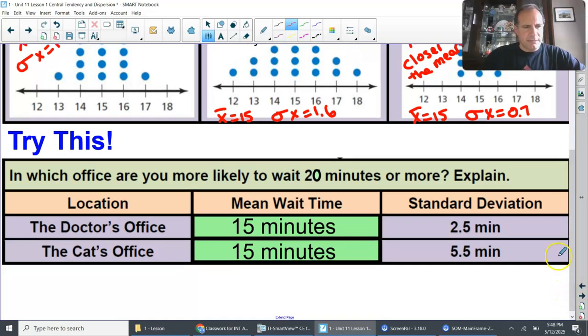Okay, so in which office are you more likely to wait 20 minutes or more? So the doctor's office is here. The mean wait time is 15 minutes, but the standard deviation is 2.5. The cat's office, I don't understand it, but the cat's office, 15 minutes. The standard deviation is 5.5 minutes. So which one would you be likely to wait 20 minutes or more? Well, the one with the higher standard deviation means that it is more spread out, the more chance that you have to wait more than 15 minutes.